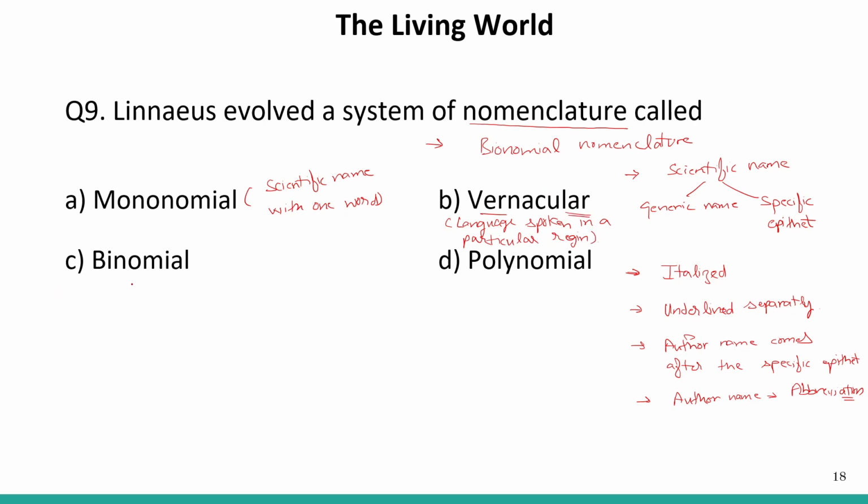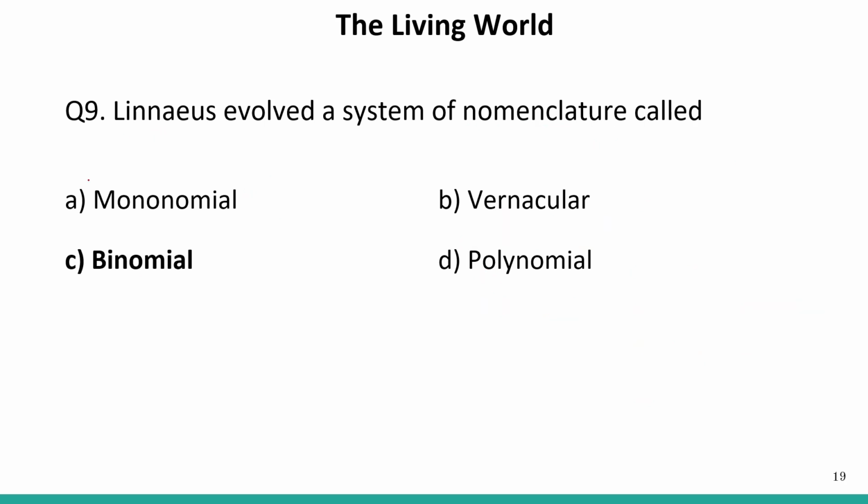Alright, option C is binomial. Option D is polynomial. What is polynomial? When the genus and the specific epithet have more than one word. Okay, this is known as poly. Poly means many. When a scientific name consists of many words, then it becomes polynomial. Alright, so what should be the correct answer here?